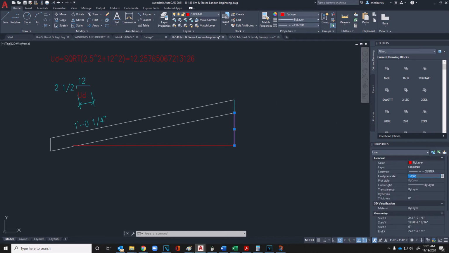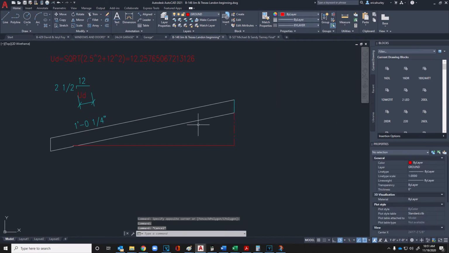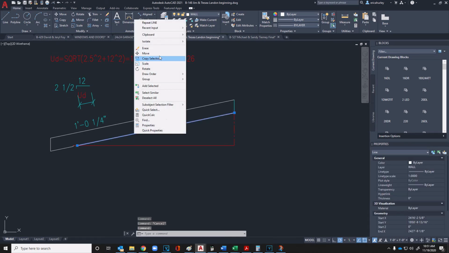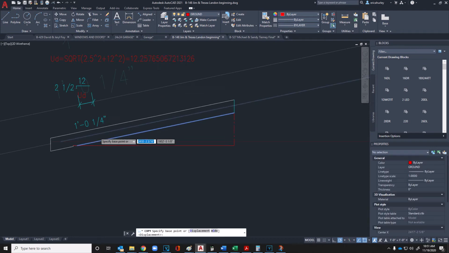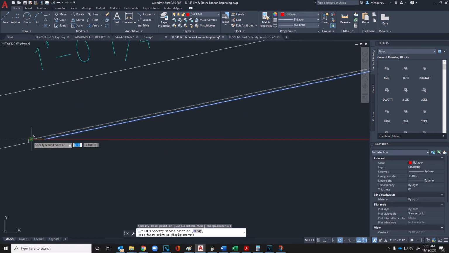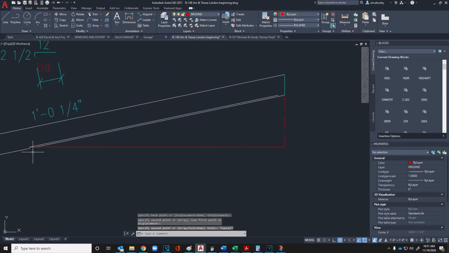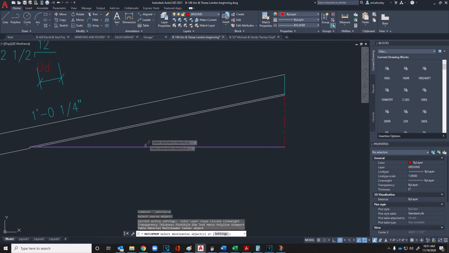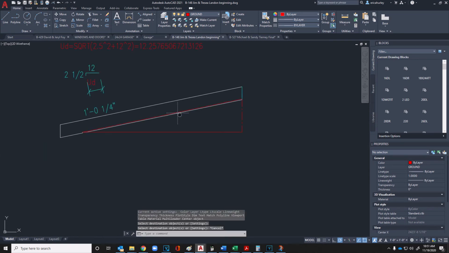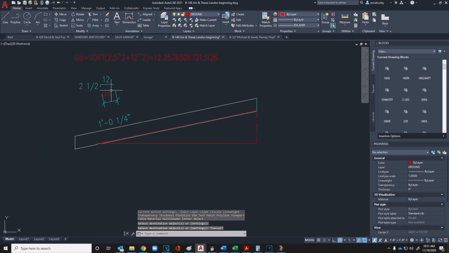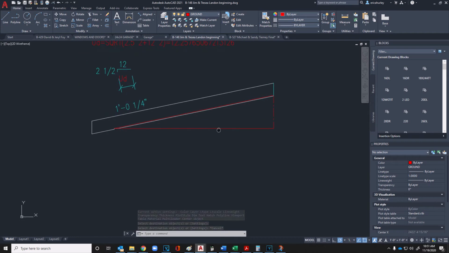I'm going to have to make this smaller, so there we go. A center line, and then I got to kind of play a game here to get this to that point there. So that is our triangle. Okay, so we've got our unit triangle, we've got our total triangle.